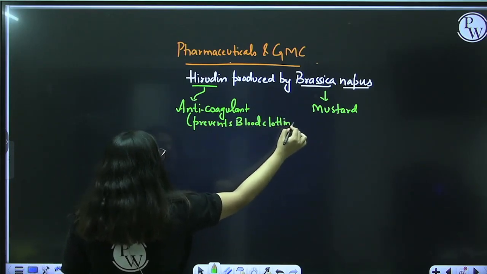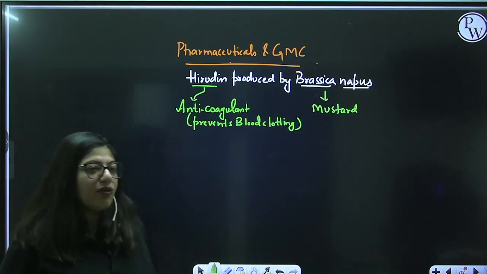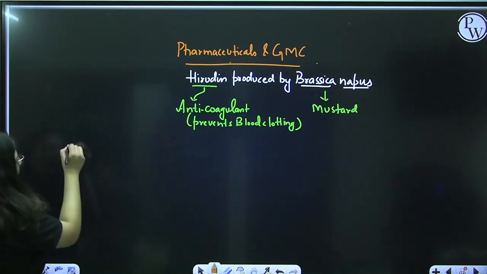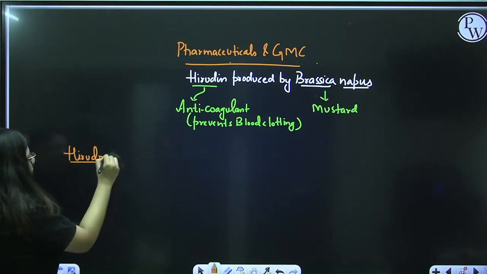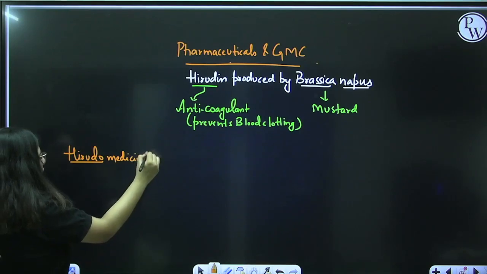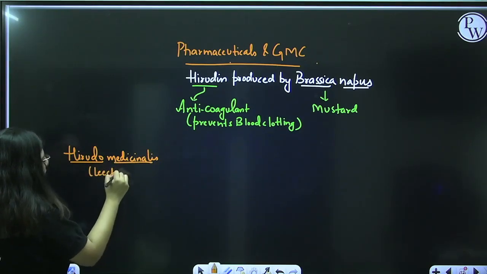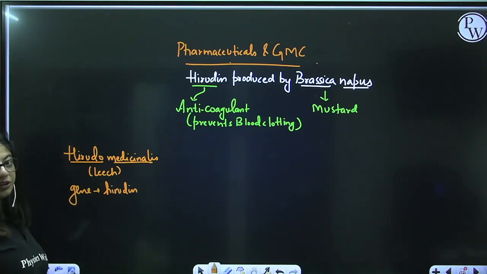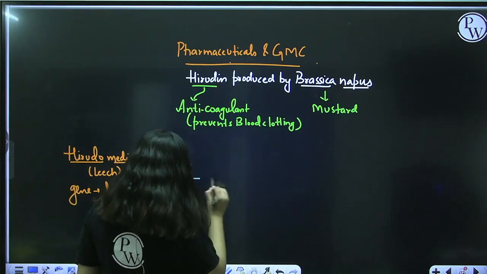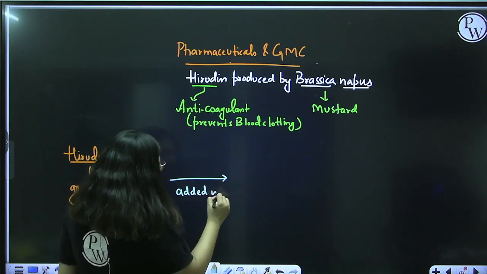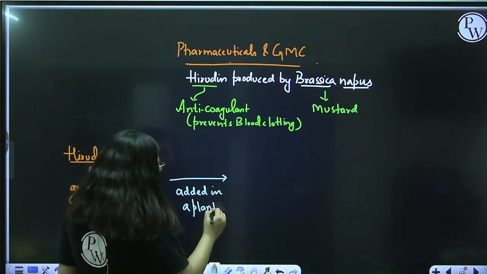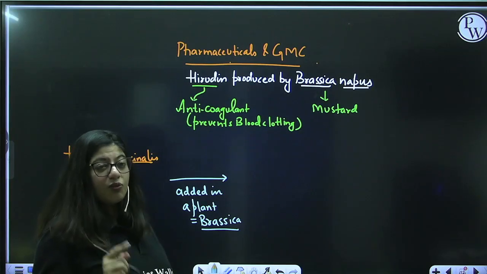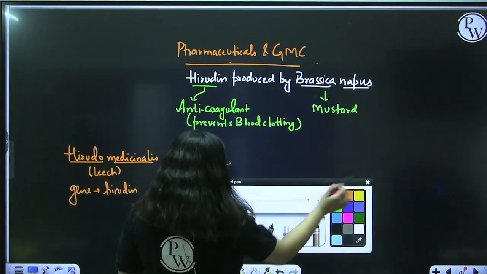And this hirudin is secreted by a leech. The name of the leech is Hirudo medicinalis. So animals are also involved here. Hirudo medicinalis is a leech, and this leech has a gene, the hirudin gene, which secretes hirudin. Now we added this gene in a plant, and what's the name of the plant? Brassica napus.